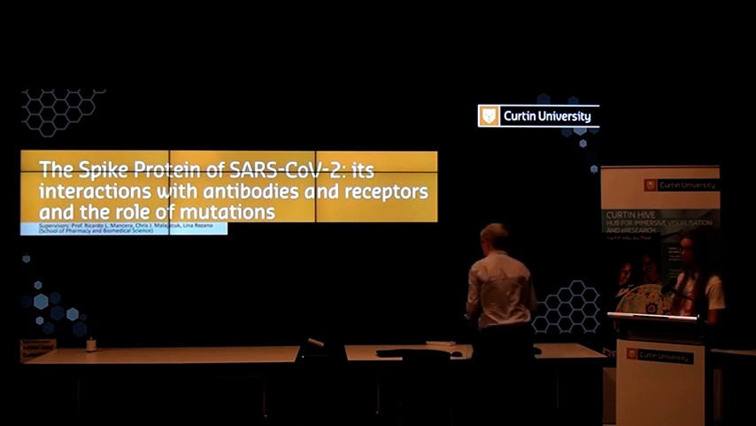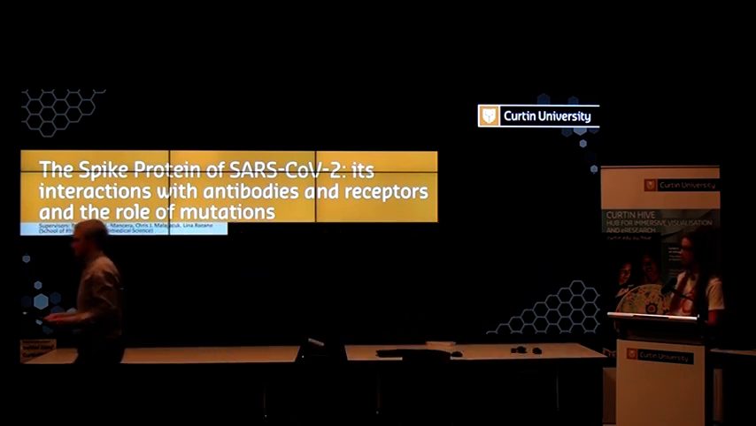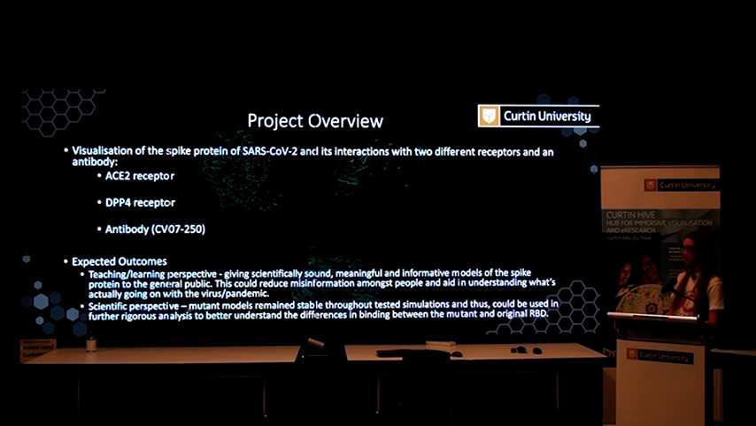Hello everyone, my name's Chloe Hall and I did the spike protein of SARS-CoV-2 and its interactions with antibodies and receptors and the role of mutations. So essentially my project was to visualize the spike protein and its interactions with two different receptors and an antibody. The two receptors were the ACE2 and the DPP4 receptor, and the antibody was the CV07250.